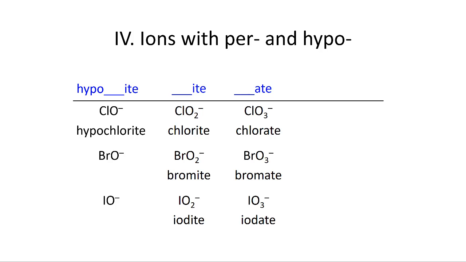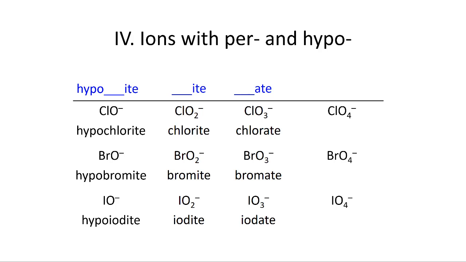This pattern continues for bromite. If you take away 1 more oxygen, it becomes hypobromite. And for iodite, if you take away 1 more oxygen, it becomes hypoiodite. Hopefully you've had a chance to write this in your notes. The pattern continues. You can also add one more oxygen to each of these.